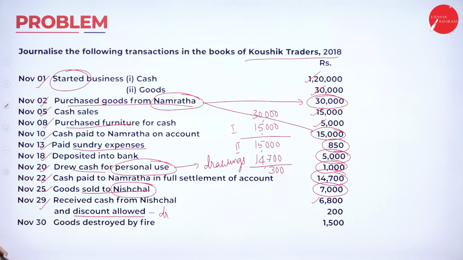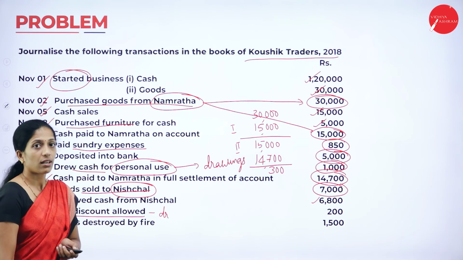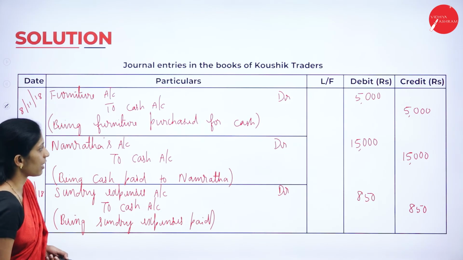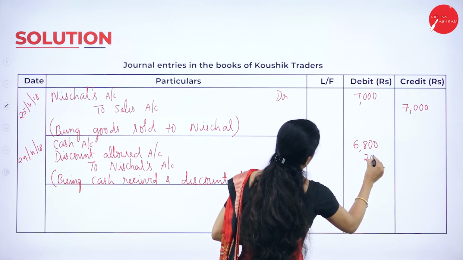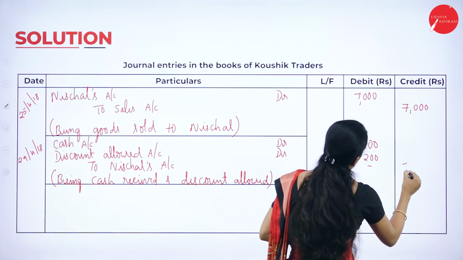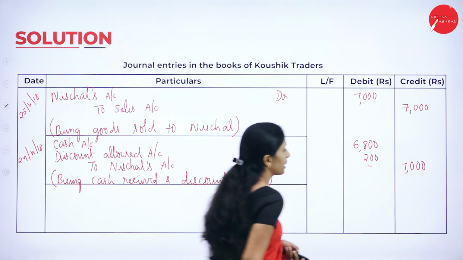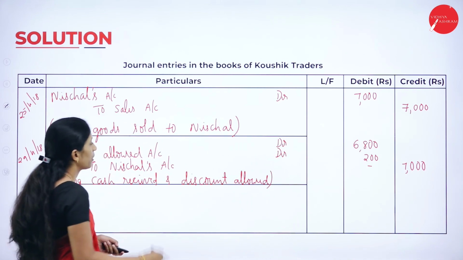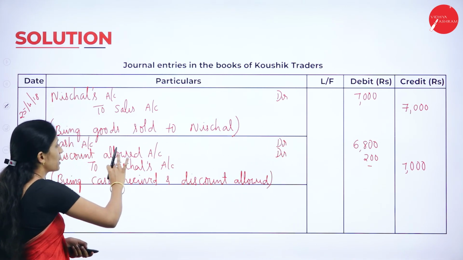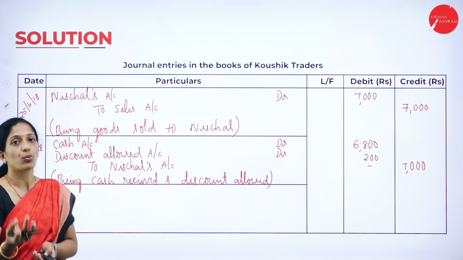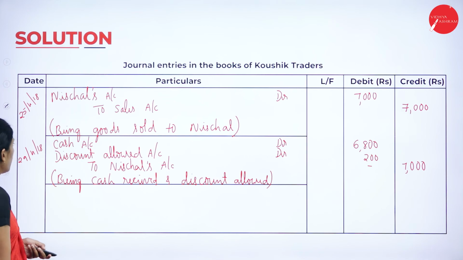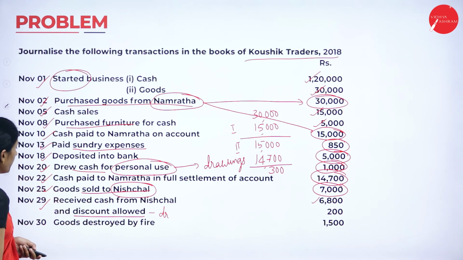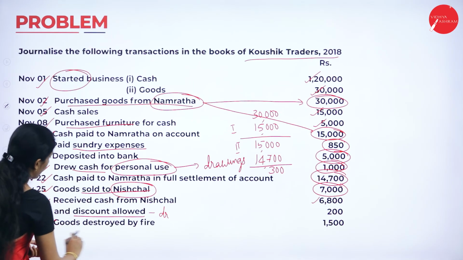So how much cash have we received? 6,800, and 200 is a discount. So the total amount is 7,000. Hope you are clear about this entry. Entries where there is more than one debit or one credit are called what? Compound journal entry.